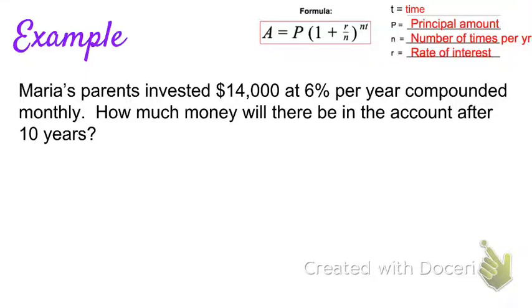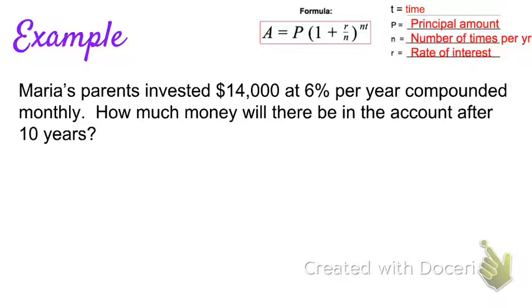Here it says Maria's parents invested $14,000 at 6% per year, compounded monthly. How much money will there be in the account after 10 years? So when it is compounded monthly, that means it's going to be compounded 12 times per year. Sometimes it's compounded quarterly, which means you're going to compound that interest 4 times per year.